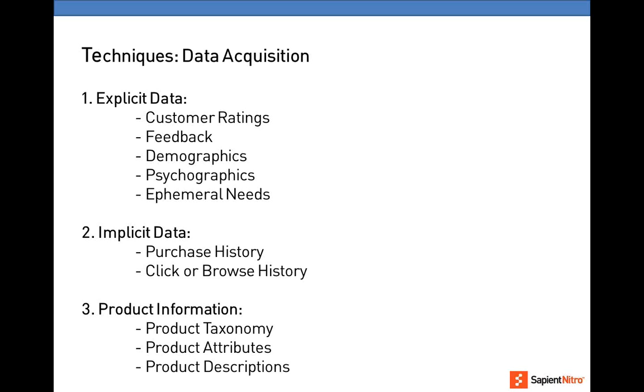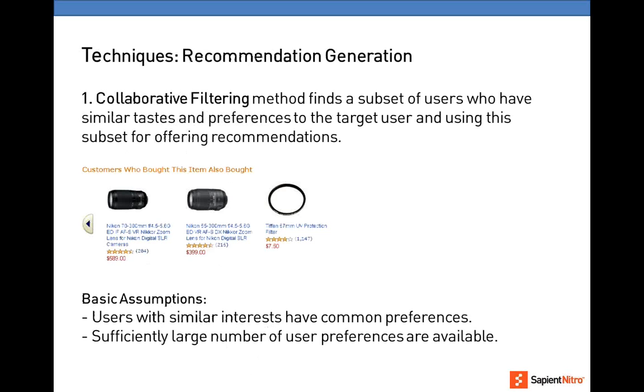Implicit data is the purchase history or the browse history. We are calling this implicit because the guest doesn't know that someone is capturing that data for recommendation or some other purpose. And then another thing can be product information: product taxonomy, product attributes, descriptions, or even the knowledge base that is existing in your system.